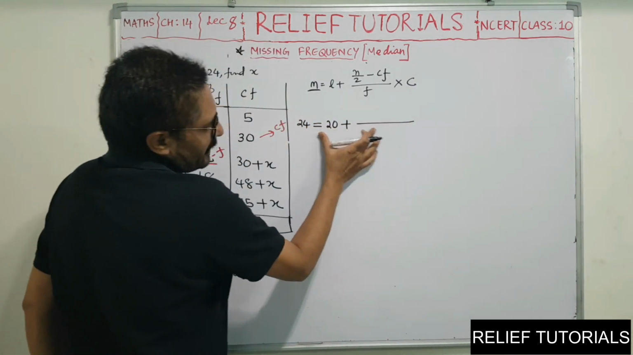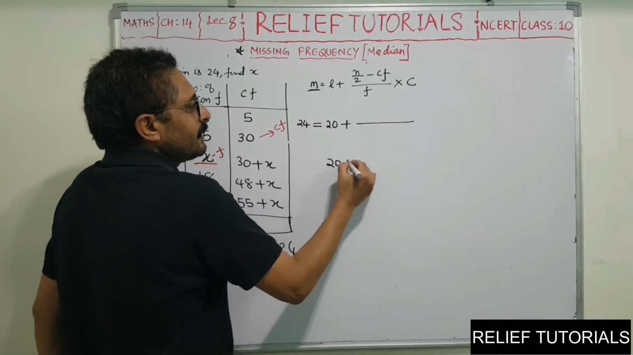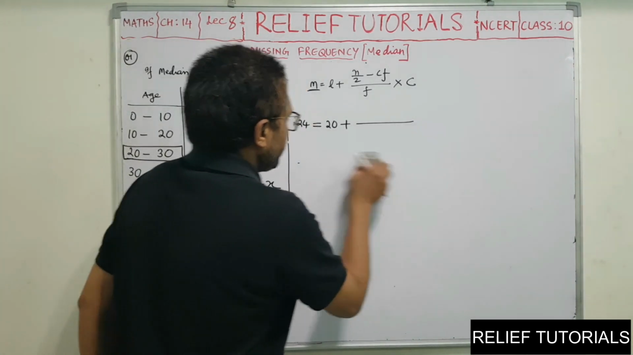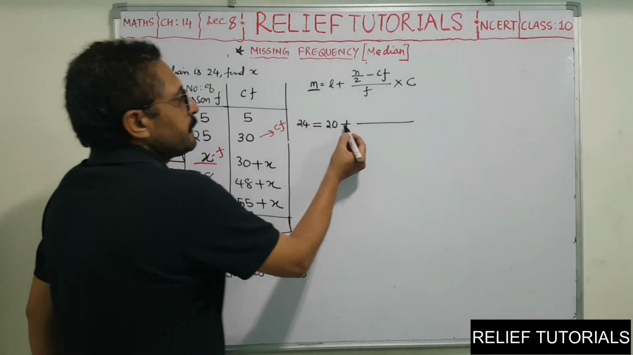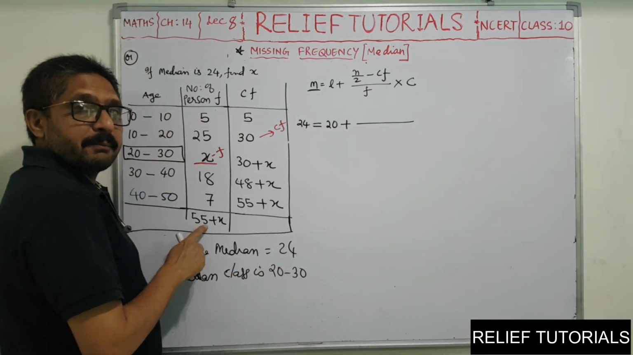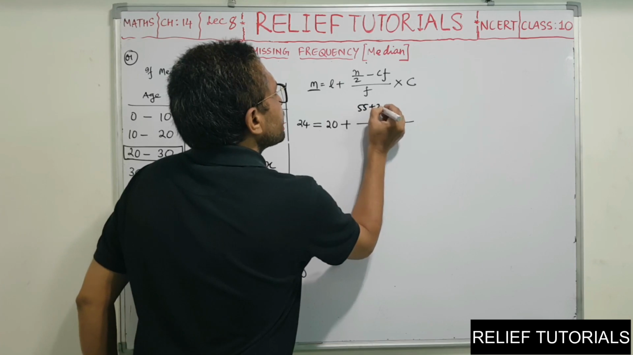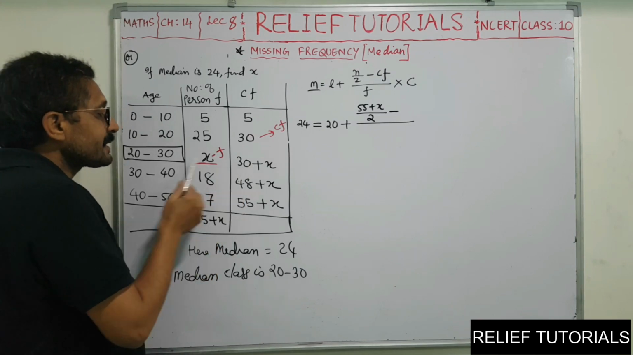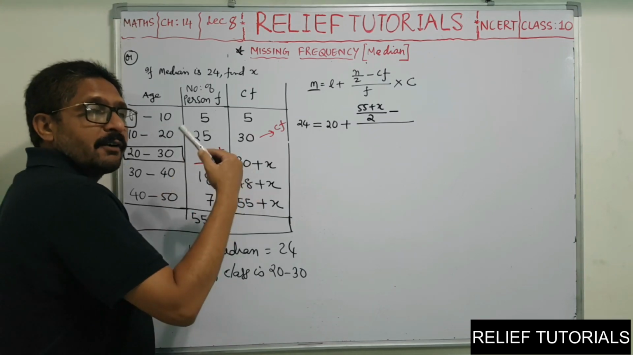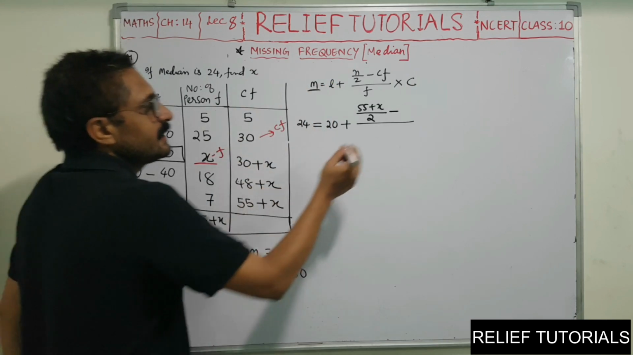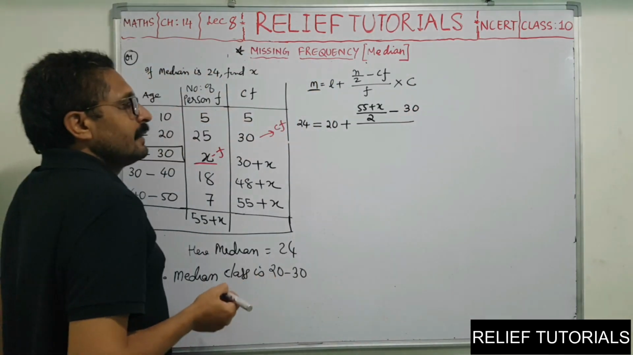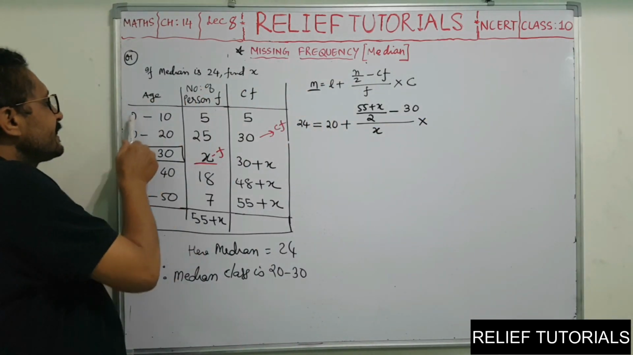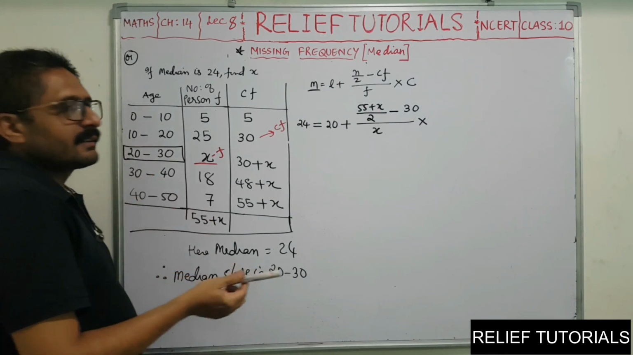See, just keep this here. What you used to write: 20 plus, then n by 2. What is your n? 55 plus x. So n is 55 plus x upon 2 minus the cumulative frequency. You know that it is not the cumulative frequency of the median class. It is the cumulative frequency of the class preceding the median class. So this is 30. So you write here 30 upon the frequency, which is x, into the class length. What is the class length? 10. So the class length is 10.